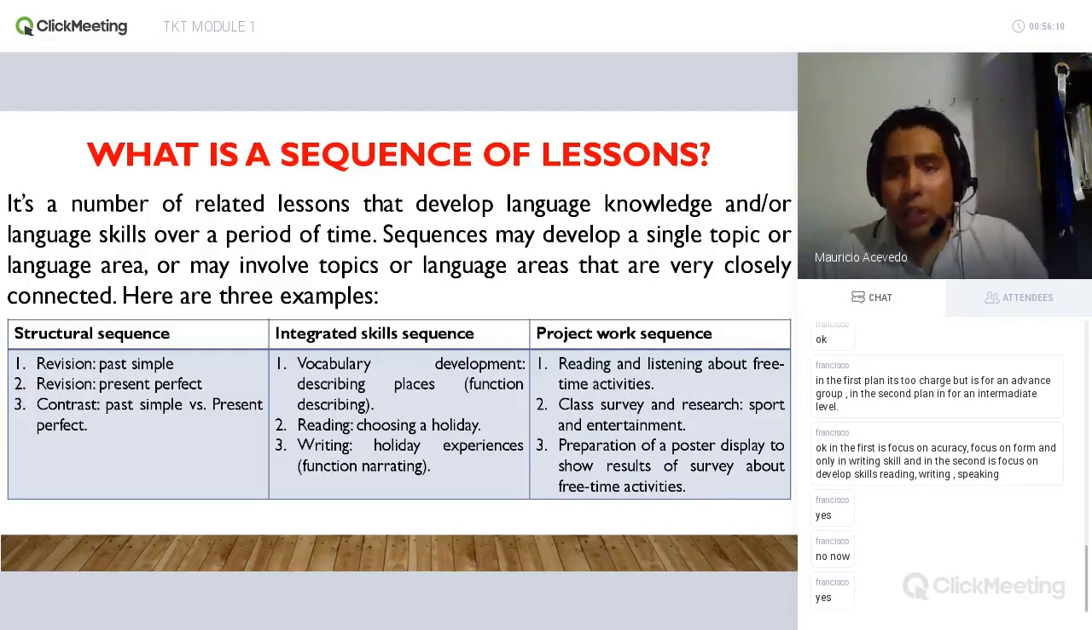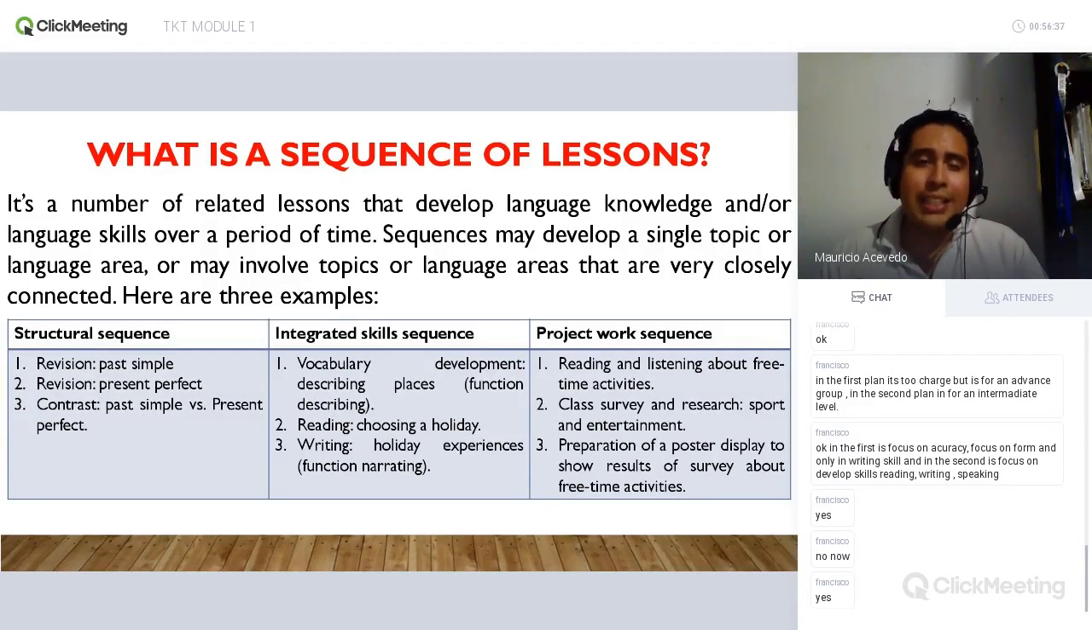Project work sequence: reading and listening about free time activities, class survey and research, sport and entertainment. So then they are going to do research, they are going to make some questions to their classmates, and so on. And finally, between all of them, they are going to prepare a poster display and show results of the survey about free time activities. So this is basically an exposition.